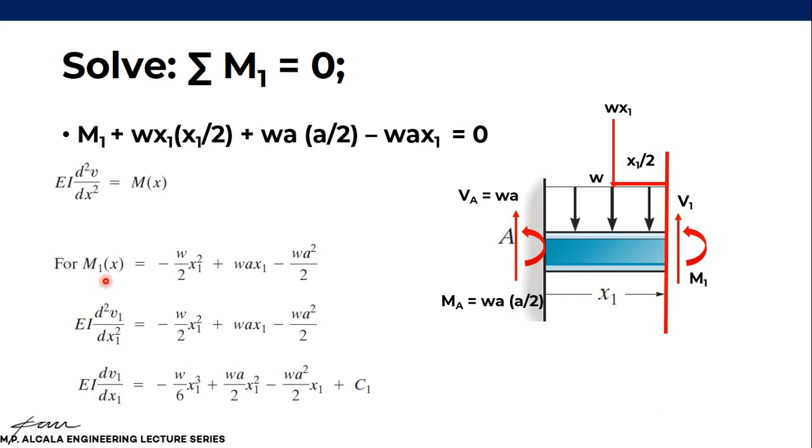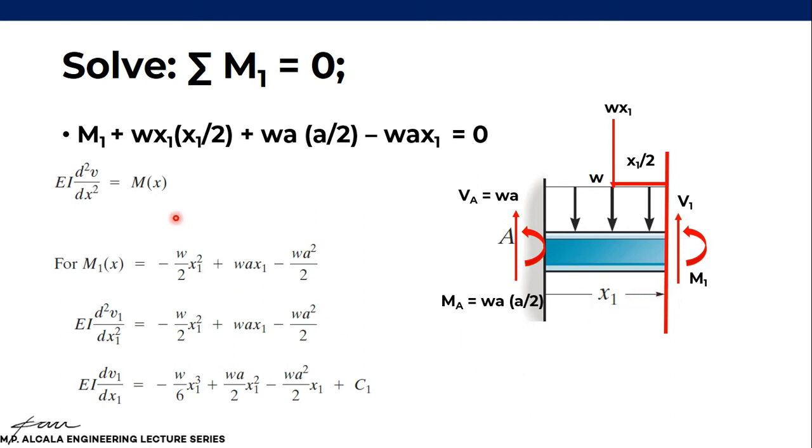Class, take note of this. M1 is not M sub 1 multiplied by x. This is the moment function. Just like in your algebra, f of x, y of x, in this case, M of x, because the moment varies with respect to x. So, moment is a function of x.